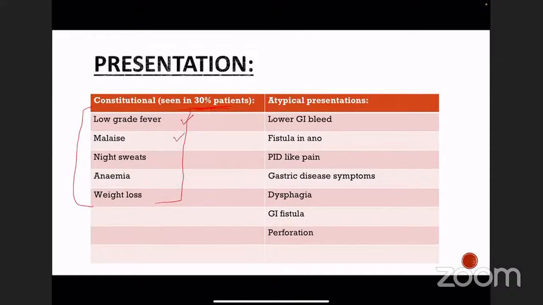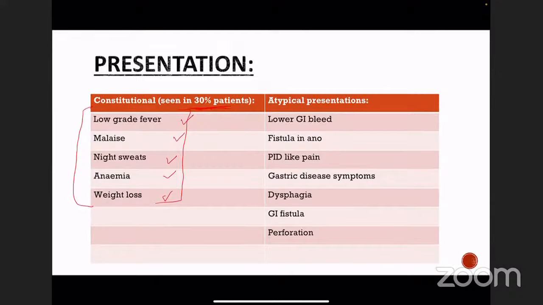The patient will also have malaise. He'll have night sweats and anemia. As I said, an ulcer can cause bleeding, and that will lead to anemia, and weight loss due to stricture formation. The patient's appetite will be decreased and the patient will have weight loss. So these are the constitutional symptoms we all must know, and we all must remember these basic symptoms. Other than these, there are atypical presentations which lead us towards abdominal TB.